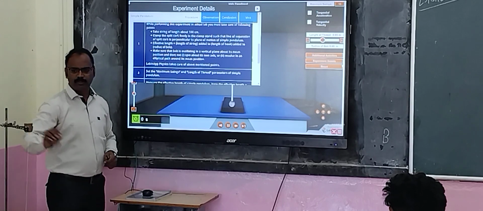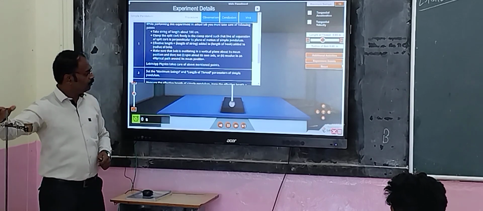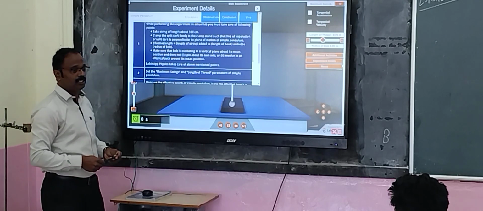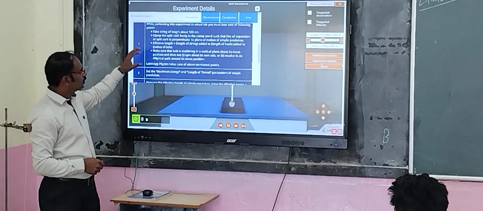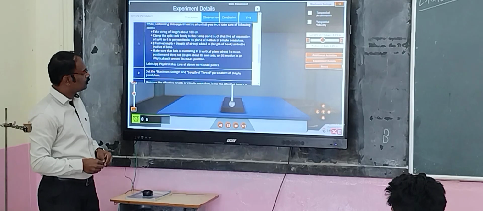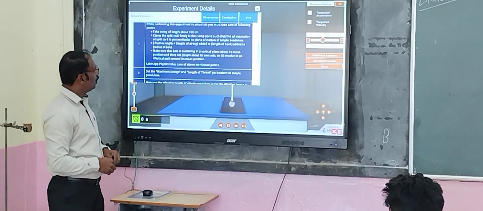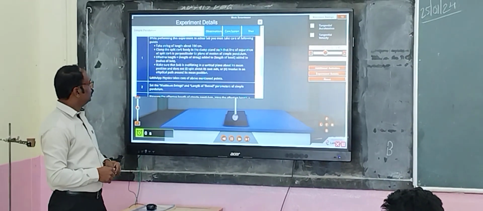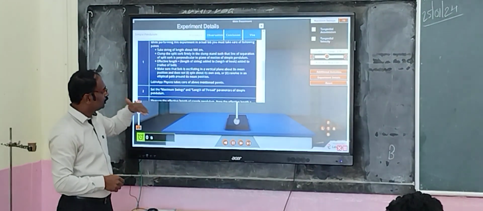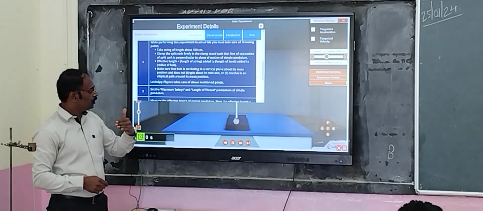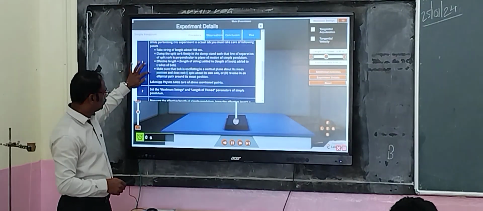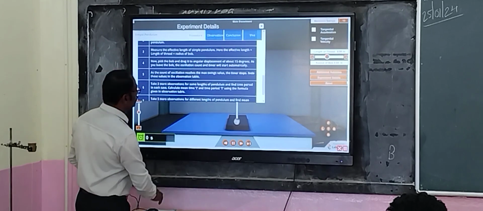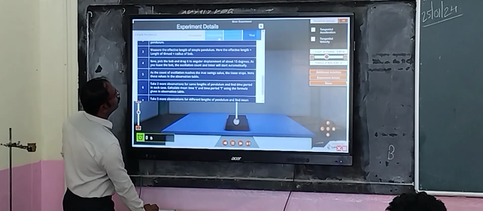So we have to clamp a simple pendulum like this. Then we have to take a string of length about 100 centimeter. We have to clamp the split cork firmly in the clamp stand such that the line of separation of split cork is perpendicular to the plane of motion of the simple pendulum. Then we have to make sure that it oscillates in the vertical plane. So we have to be careful about this. Now we are going to take the readings for this.